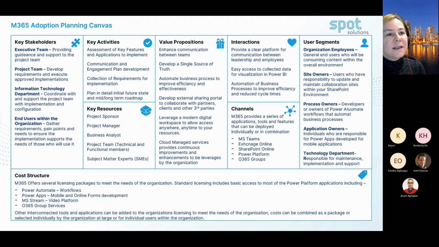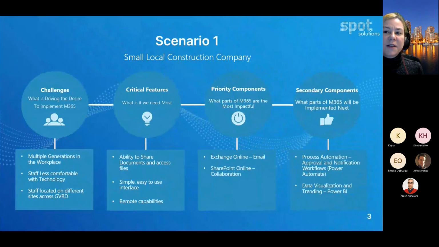At the end of this session, everybody will be provided with a handout package that includes the adoption planning canvas, as well as several other forms and tools that can be used to help with your planning and to help break down and understand your requirements. In our first scenario, we're going to look at a small local construction company. This company is primarily building single-family dwellings in gated communities.